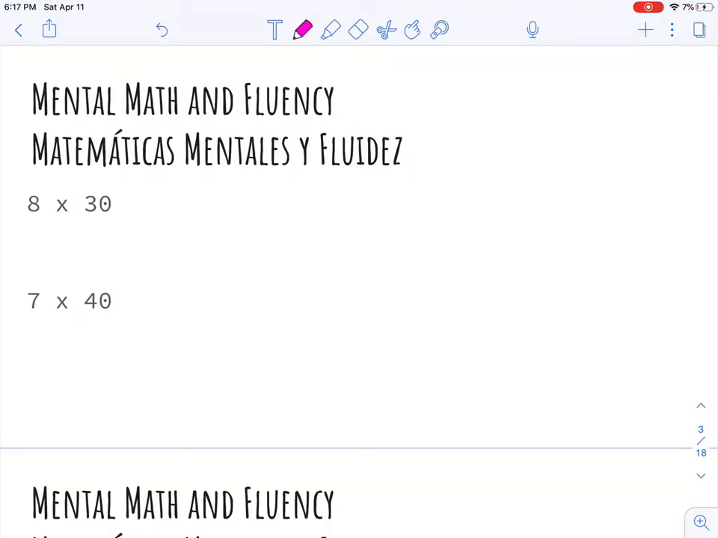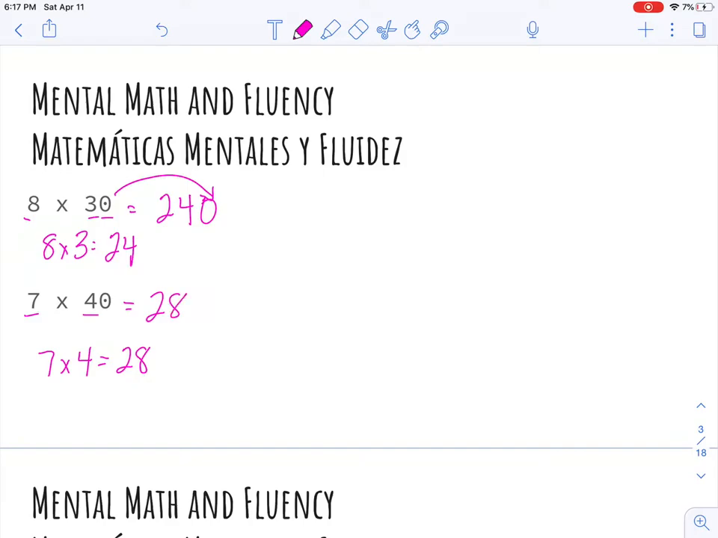All right, so for 8 times 30, we know our basic fact is 8 times 3, which is 24. So 8 times 30 is 240. We just add that extra 0 to the end. Let's try this with 7 times 40. Our basic fact is 7 times 4, which is 28. So we know 7 times 40 is 280.